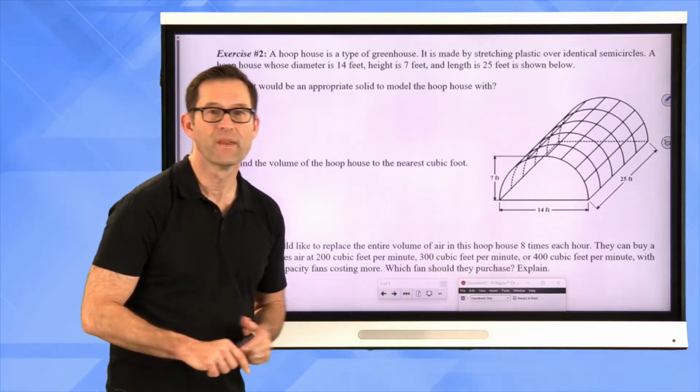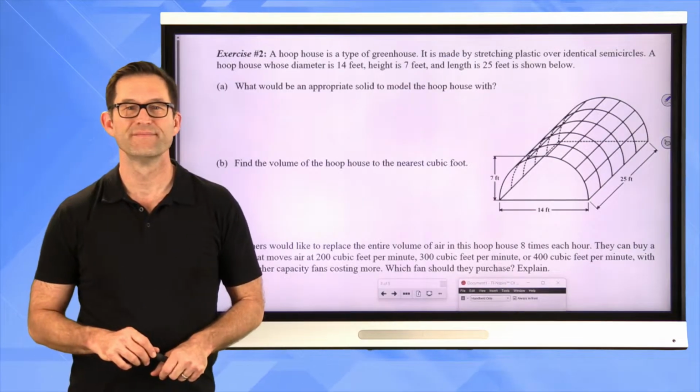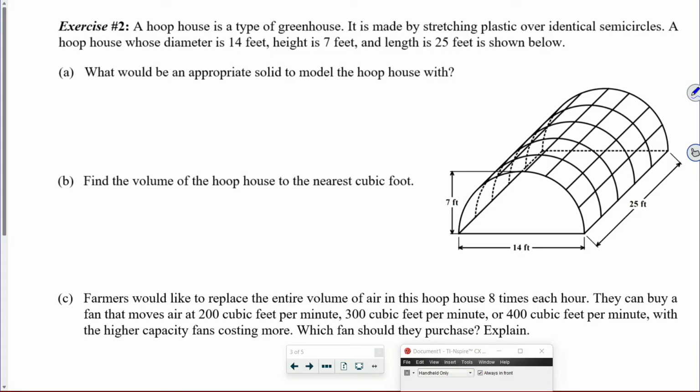Here we go. Exercise number 2. A hoop house is a type of greenhouse. It is made by stretching plastic over identical semicircles. A hoop house whose diameter is 14 feet, height is 8 feet, and length is 25 feet is shown below. Letter A. What would be an appropriate solid to model the hoop house with?